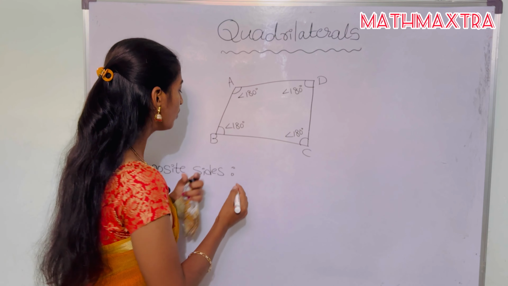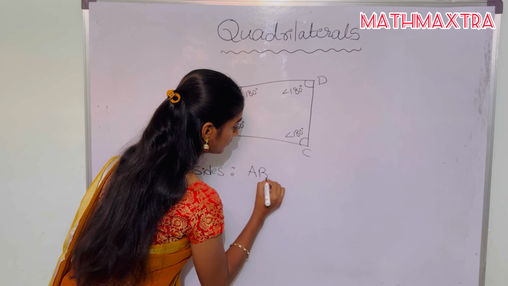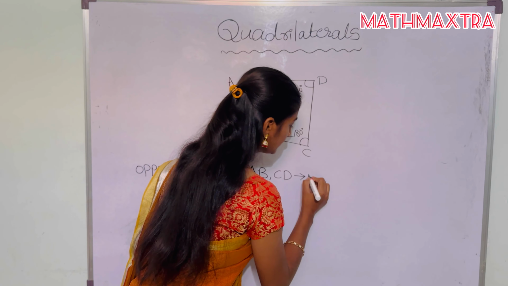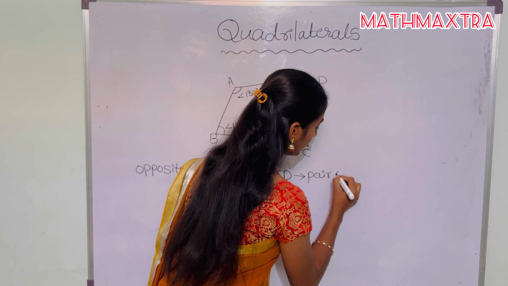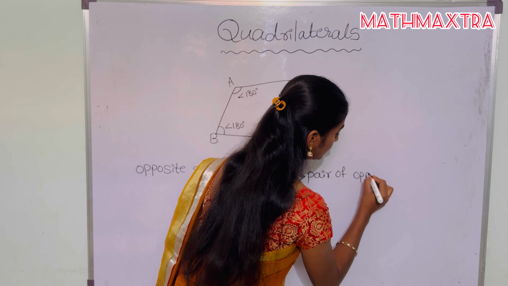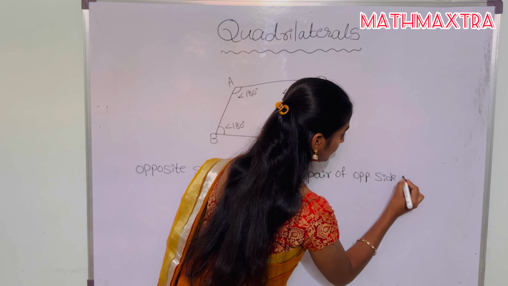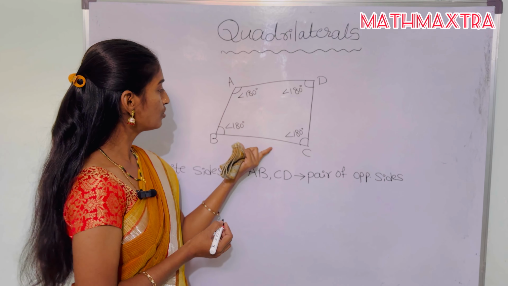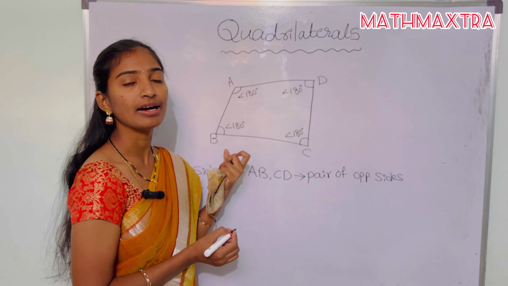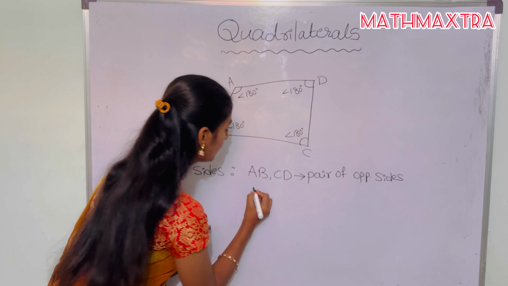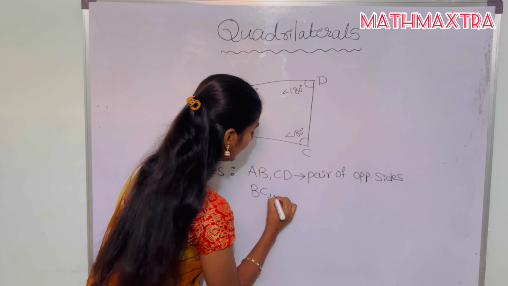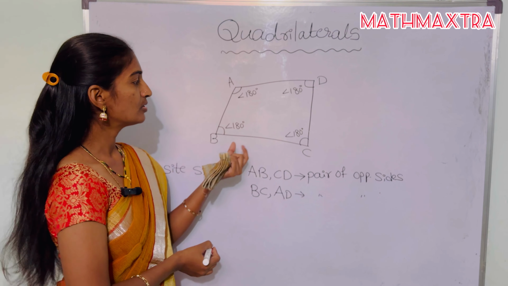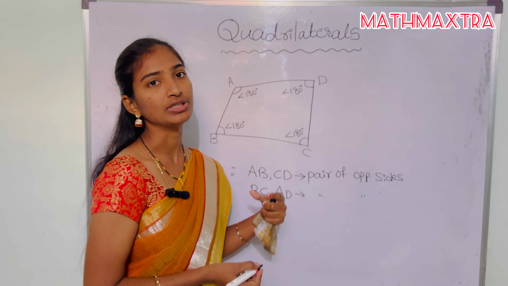That is why we call AB and CD a pair of opposite sides. Yes, this is a pair of opposite sides. Okay, and BC and AD, these two sides also don't have a common vertex. That is why we call BC and AD a pair of opposite sides. Okay, so these two are pairs of opposite sides.